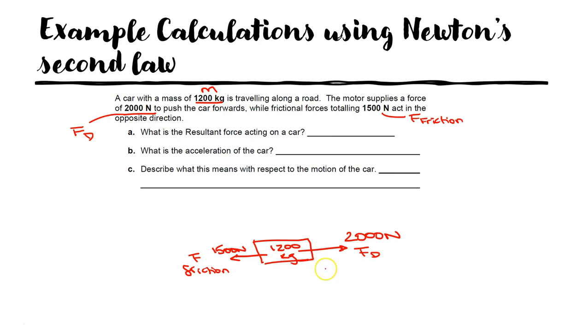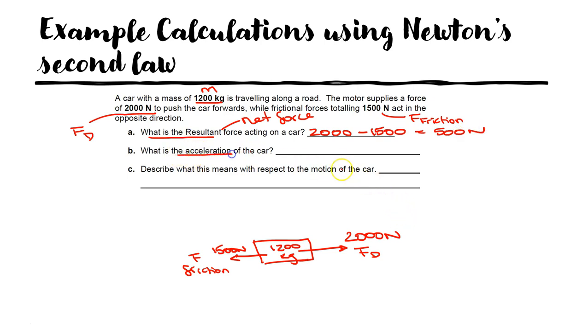This now allows me to see what's going on, and I can see that the vector of the driving force is larger than the friction force, but I need to calculate my overall net force. So this is what part A is asking us to do. The resultant force is the net force acting on the car. So we have 2,000 newtons in the positive direction of movement, and then we have 1,500 newtons in the opposite direction. So we're going to subtract it. This gives us a total net force of 500 newtons.